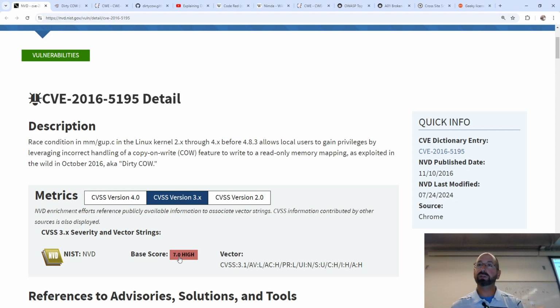If you're a local user gaining privileges, presumably the assumption is you can gain as many privileges as you want, but it allows local users to gain privileges by leveraging incorrect handling of a copy-on-write feature to a read-only memory mapping. We'll talk about what that means, but for now, the title, Dirty COW, is just a fancy name for dirty copy-on-write. That's why it's called Dirty COW. There's nothing bovine related to the actual vulnerability itself.